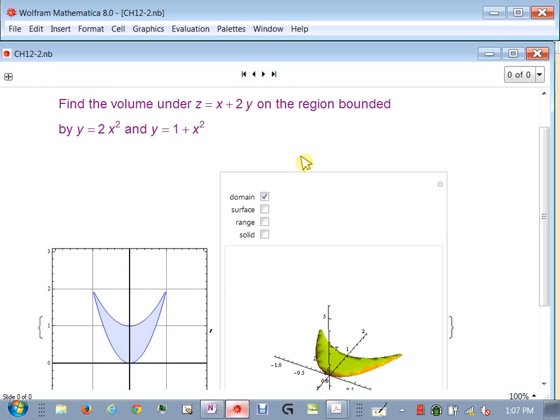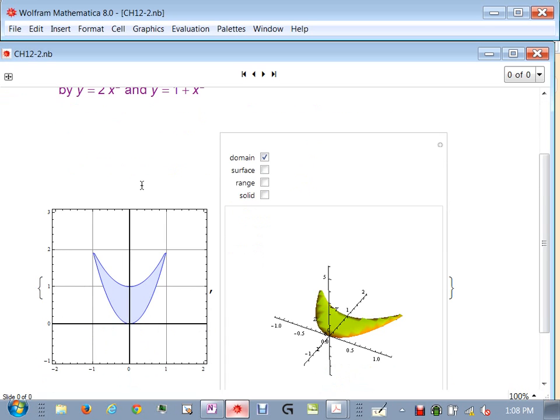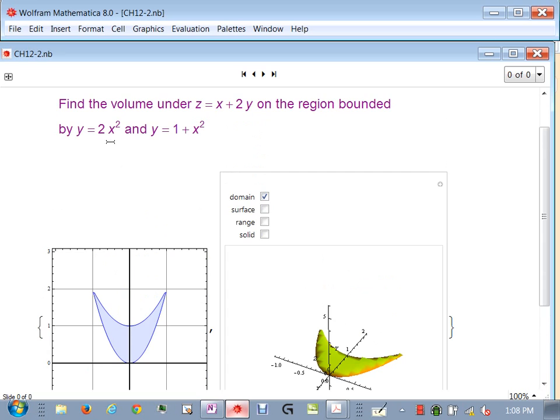So here's our first example. Find the volume under z equals x plus 2y on the region bounded by y equals 2x squared and y equals 1 plus x squared. The first thing we have to do when we set up problems like this is figure out what our region looks like. I've already done it for you here, but that's something we would have to do on our own, and I'll go through the work for that in a second. But let's just take a look at it. We have basically two parabolas. Here's a parabola on top, here's a parabola on the bottom, and then there's a region that they enclose. That's going to be our D.